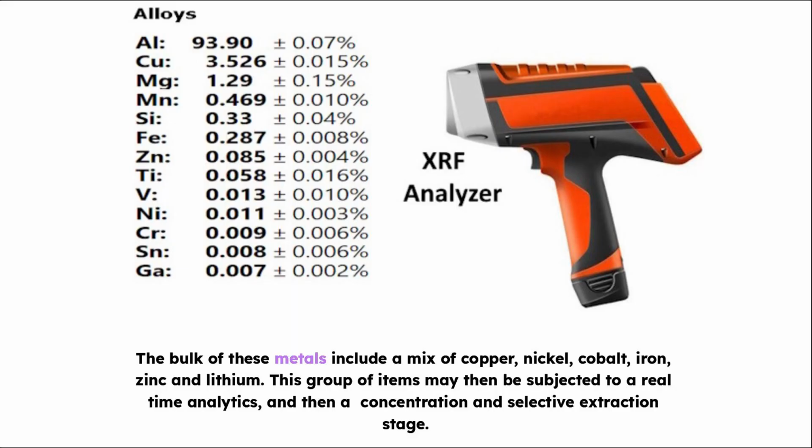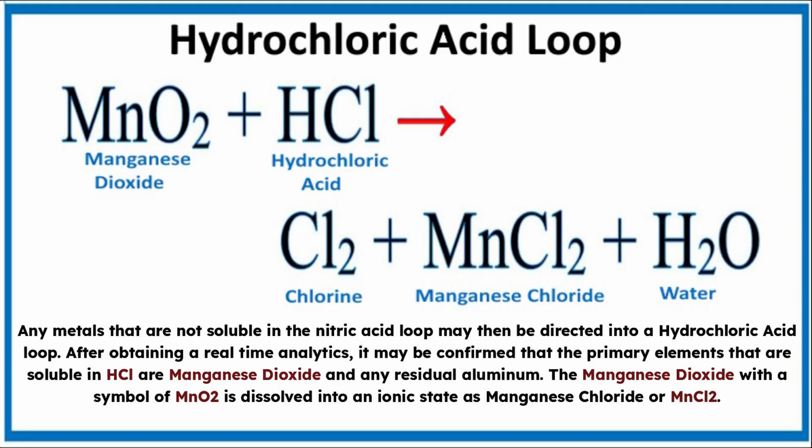The bulk of these metals include a mix of copper, nickel, cobalt, iron, zinc and lithium. This group of items may then be subjected to a real-time analytics, and then a concentration and selective extraction stage. Any metals that are not soluble in the nitric acid loop may then be directed into a hydrochloric acid loop.